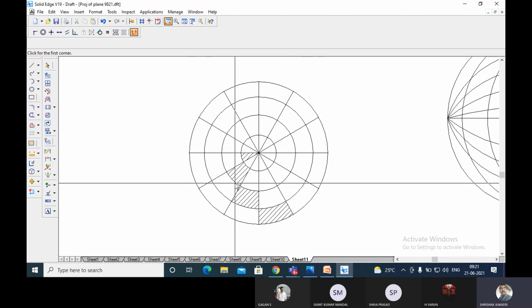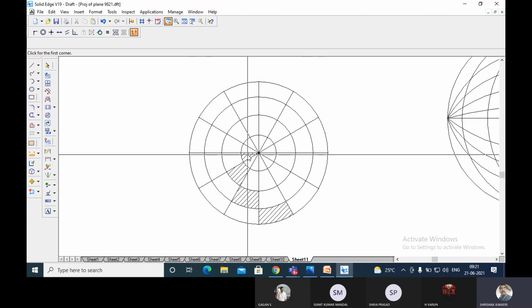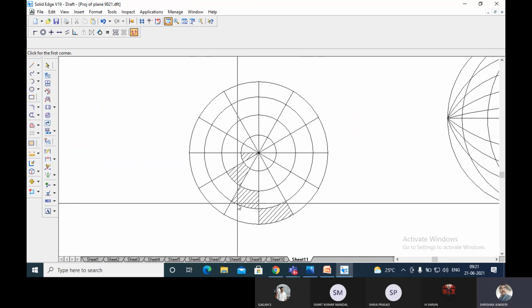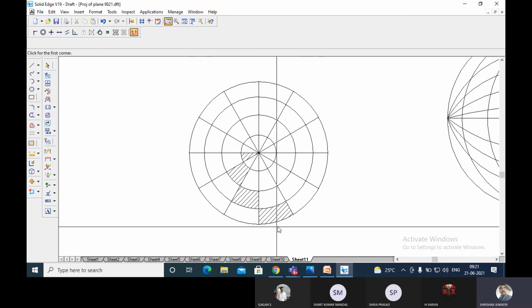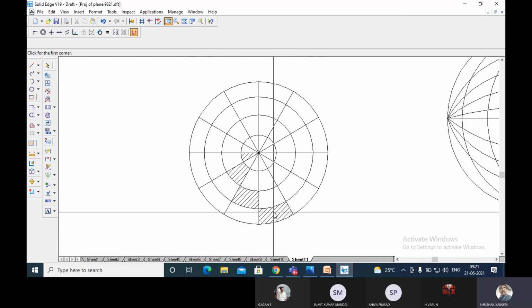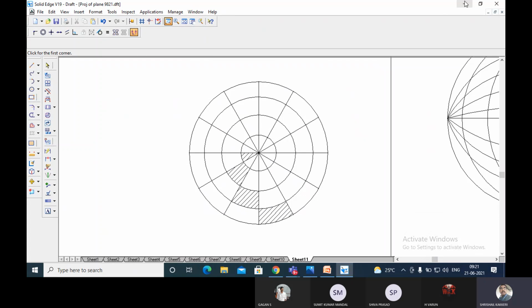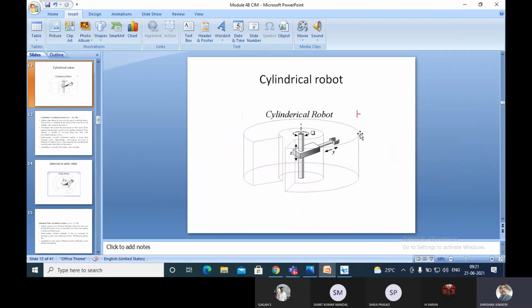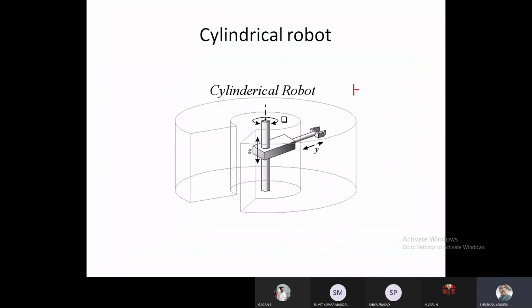That means the accuracy will be very good at the inner portion of the work volume. Once the arm is extended outside, the accuracy and repeatability will not be good enough because the mechanical stability of the robot end effector is not good. Correct?